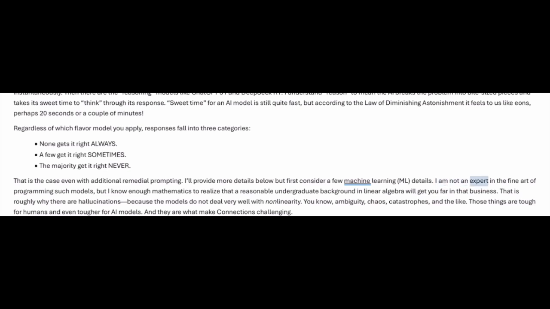I am not an expert in the fine art of programming such models, but I know enough mathematics to realize that a reasonable undergraduate background in linear algebra will get you far in that business. That is roughly why there are hallucinations, because the models do not deal very well with nonlinearity. You know, ambiguity, chaos, catastrophes, and the like. Those things are tough for humans and even tougher for AI models. And they are what make Connections challenging.